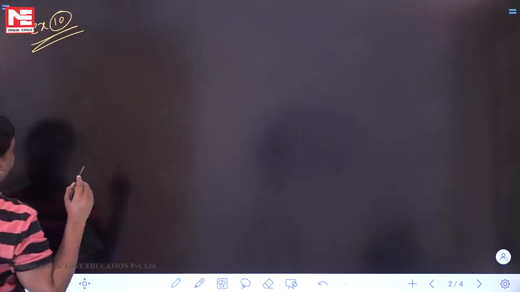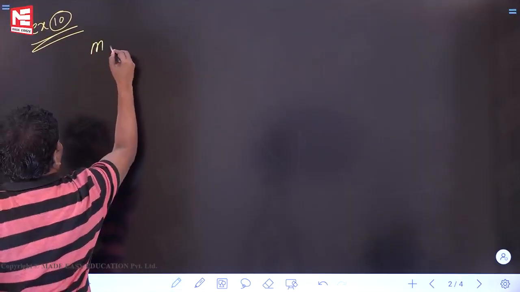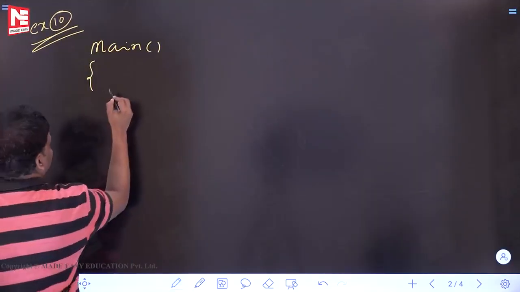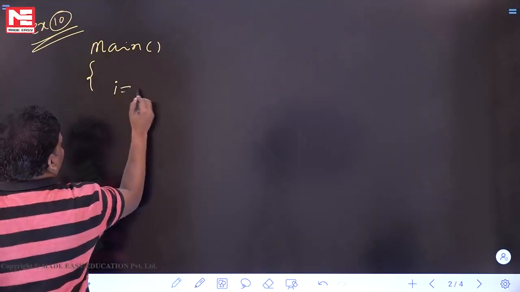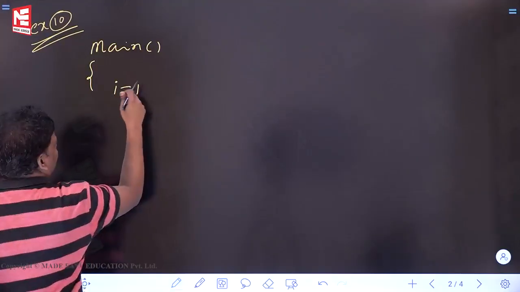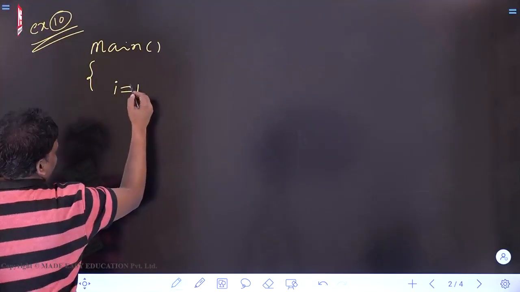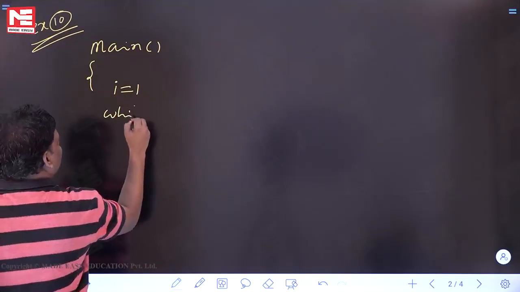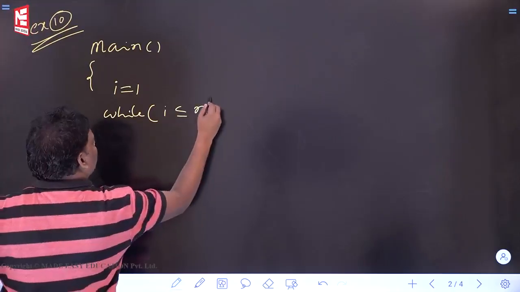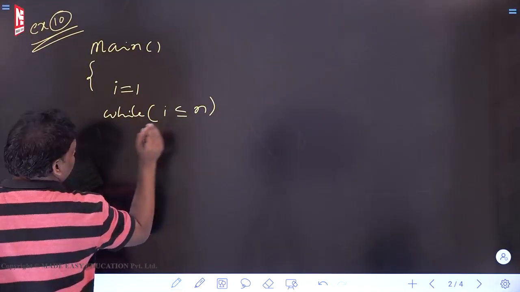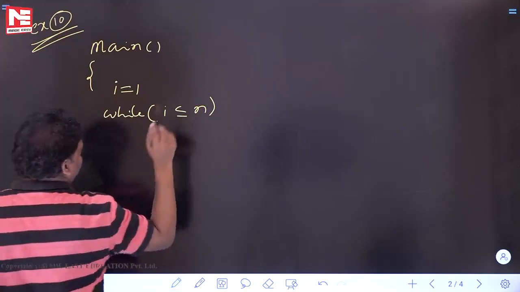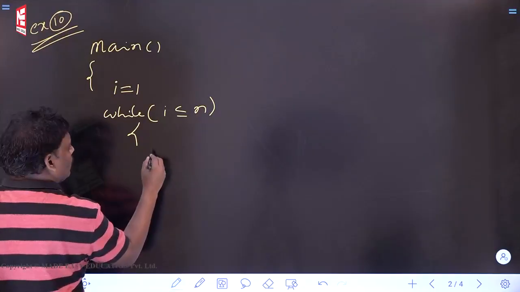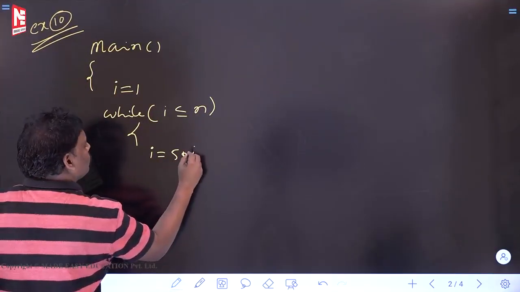Next problem, see this. I is equal to 1, any number, right? If you give 10 also, same answer, right? So it differs by only a constant, so no need to bother that much. I is equal to 1. See this one, while I less than or equal to n, equal there, equal not there, don't think that much, right? Plus or minus 1, don't concentrate. Next one, while I less than or equal to n. See the answer, I is equal to 5 into I.